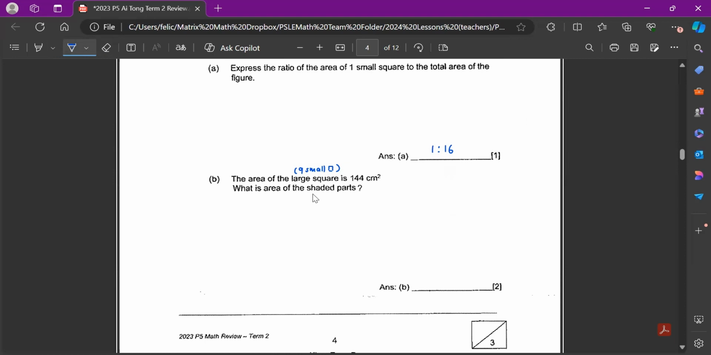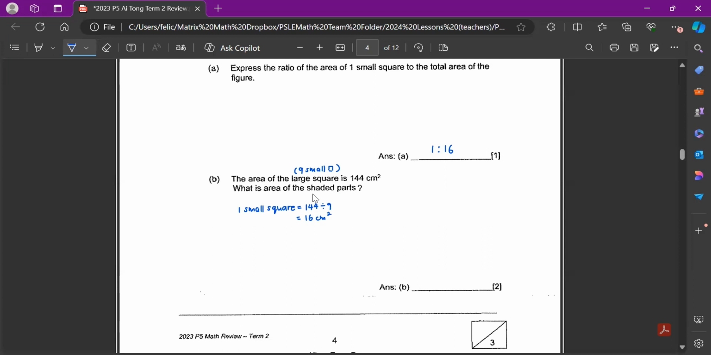Okay, in other words, if I want to find the area of 1 small square, I simply just take my 144 divided by 9 to find the area of 1 small square. You do not need to go and square root the 144 to find one side of the large square. You don't have to do that. Because if you do that, that means you're finding one side.